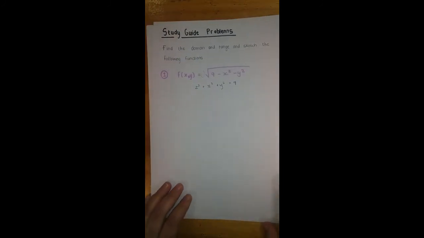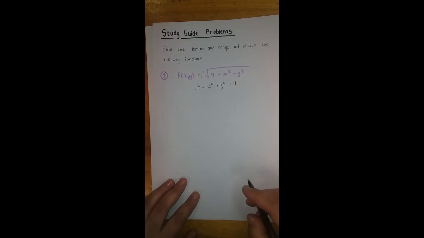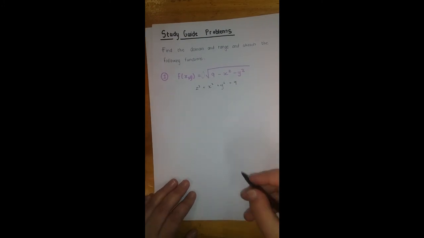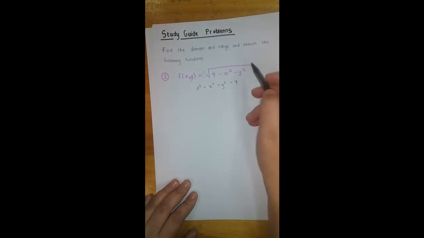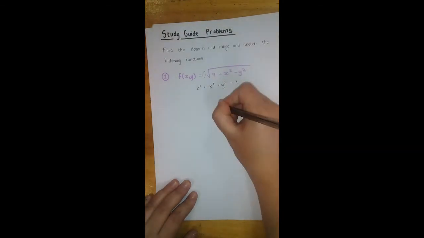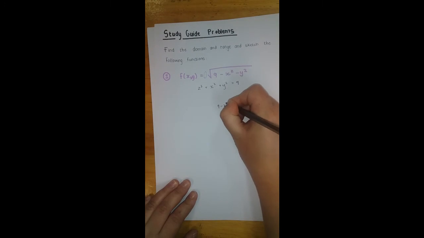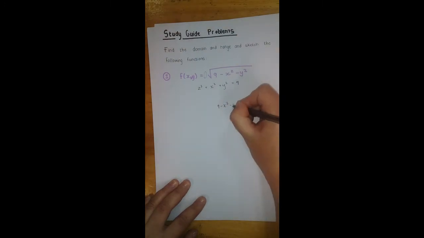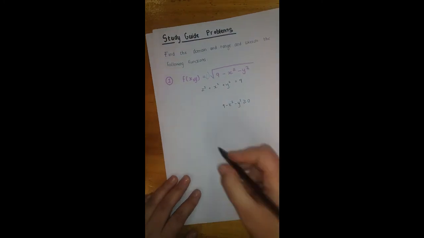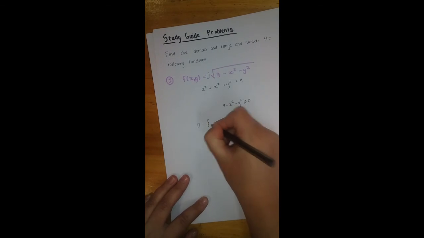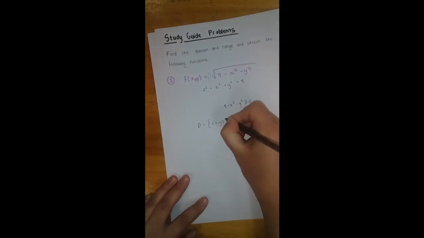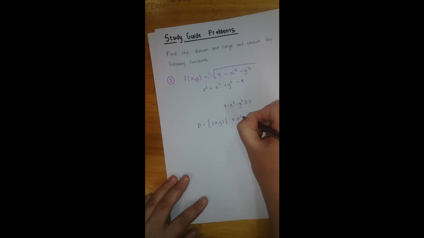Now, to find the domain and the range. For the domain, we want to know where x and y are not defined? And since we have a square root, that should be easy by now to see, because everything under the square root has to be positive. So 9 minus x squared minus y squared has to be greater or equal to 0. So then our domain would be (x,y) where 9 minus x squared minus y squared is greater or equal to 0.